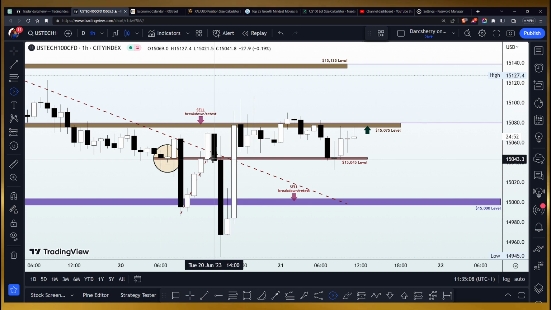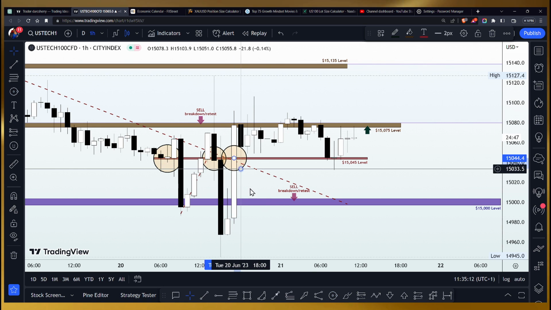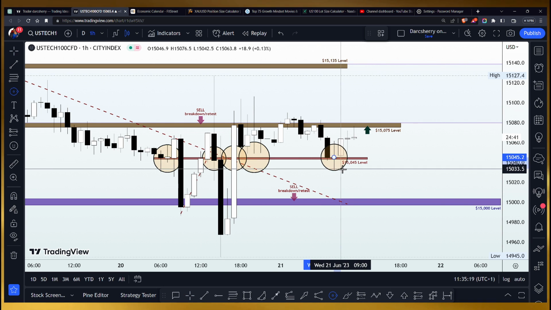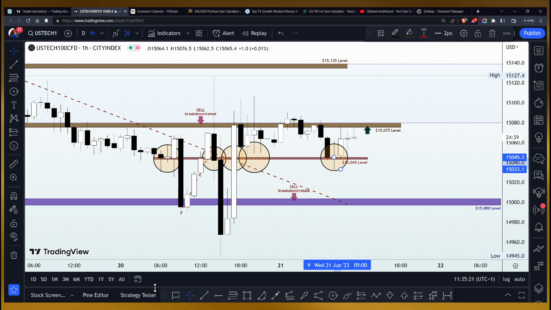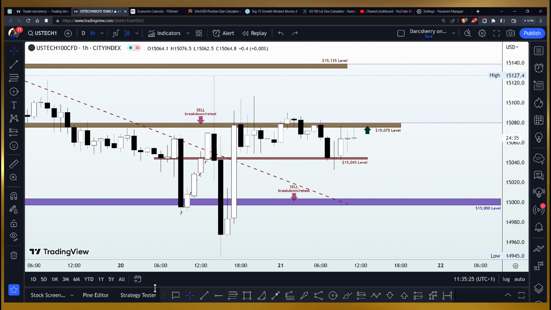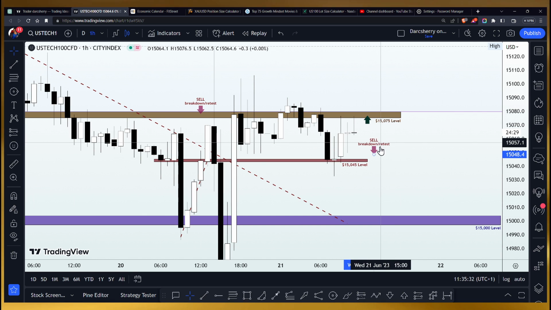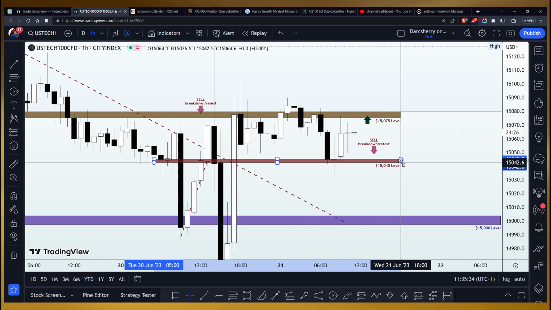We saw one here, we saw the breakdown, we saw price action climb back above, we saw buy pressure above this level, and this time around we are noticing buy pressure again around this area. So you will see how important this level is based on the current market structure. So one thing I'm going to be looking out for to sell the USTech 100 today is to see a breakdown retest of the structure.